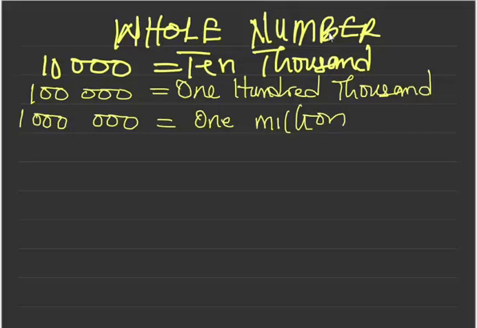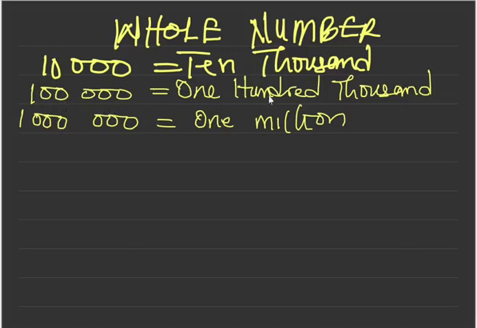Whole number. The first number written here is 10,000. That is 10 of 1,000. We have 3 zeros, and 3 zeros represent 1,000. So we have 10,000. If you're able to see, this is 100 of thousands.